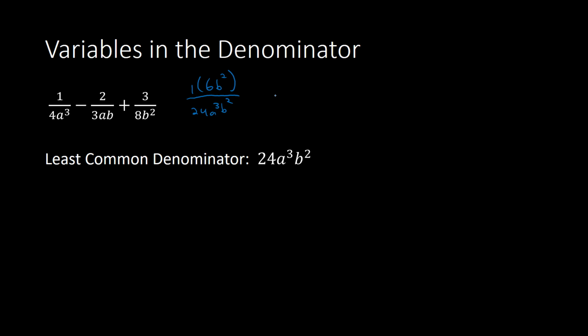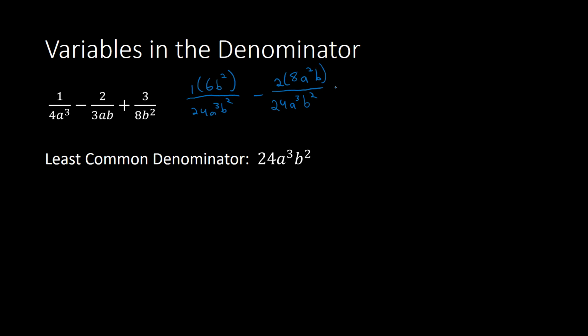Okay, in the second fraction, we need the same denominator of 24a cubed b squared. And to get from 3 to 24, I need to multiply by 8. So the 2 I need to multiply by 8 as well. And then to get from a to a cubed, I need to multiply by an a squared. And to get from a b to a b squared, I multiply by a b.